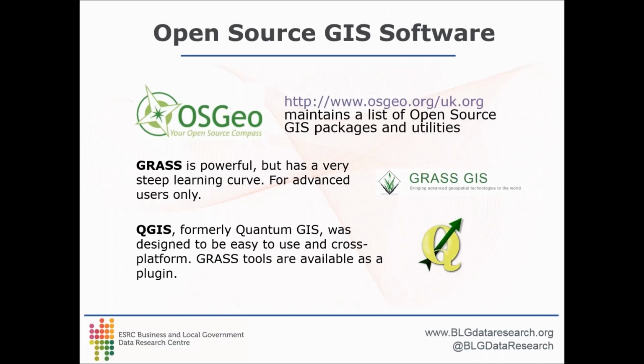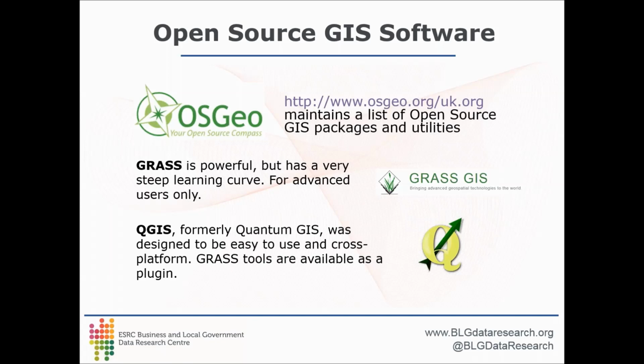GRASS, if you like, is very much the original open source spatial analysis software. It was originally developed by an engineering lab in the US Army. It was put into the public domain. It's gone through various ups and downs in its history. It's a very powerful analysis toolbox. It's definitely not the easiest piece of software to learn straight away, but if you've got the capability and you want really advanced analytical tools, then that's a very good resource.